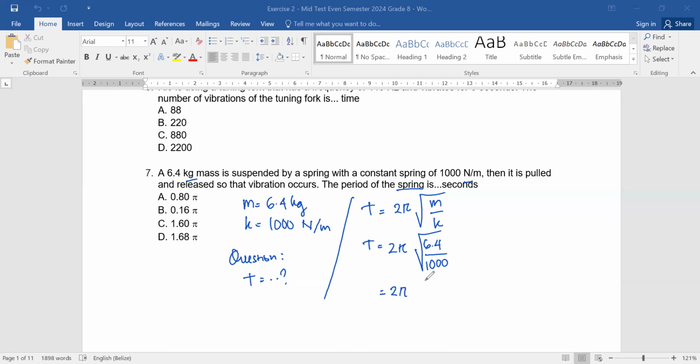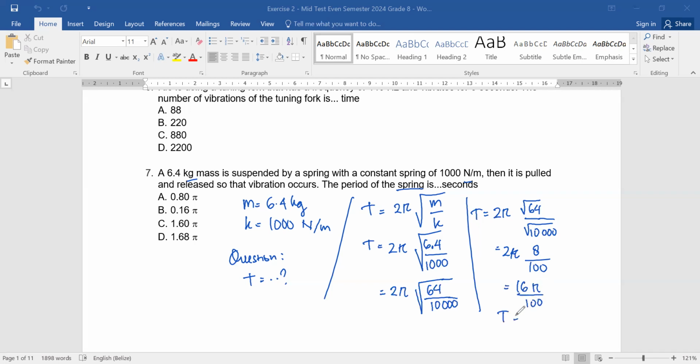Okay, so now we count it. It's a little bit hard to get the square root of 6.4, so we can change this number to 64 over 10,000. We can do it because when the upper part is multiplied by 10, the lower part must also be multiplied by 10. So T equals 2 pi times the square root of 64 over 10,000, which can be changed into square root of 64 over square root of 10,000. The square root of 64 is 8, and the square root of 10,000 is 100. So you have 16 pi over 100, or T equals 0.16 pi.